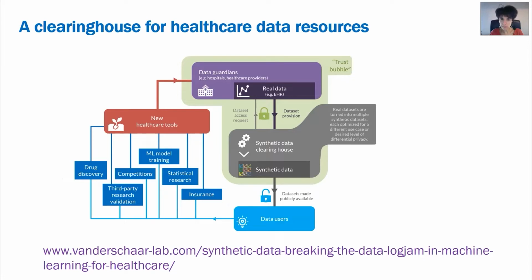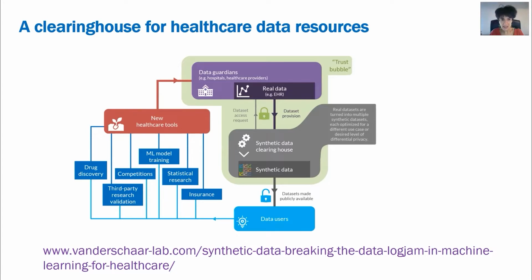If we are able to do that, we can achieve the transformation in healthcare using machine learning that I mentioned before, because then the data guardians can provide a wealth of data, healthcare data resources to machine learning researchers and other types of data science researchers. So we can create a clearinghouse of numerous synthetic data sets that fulfill high quality and privacy characteristics.